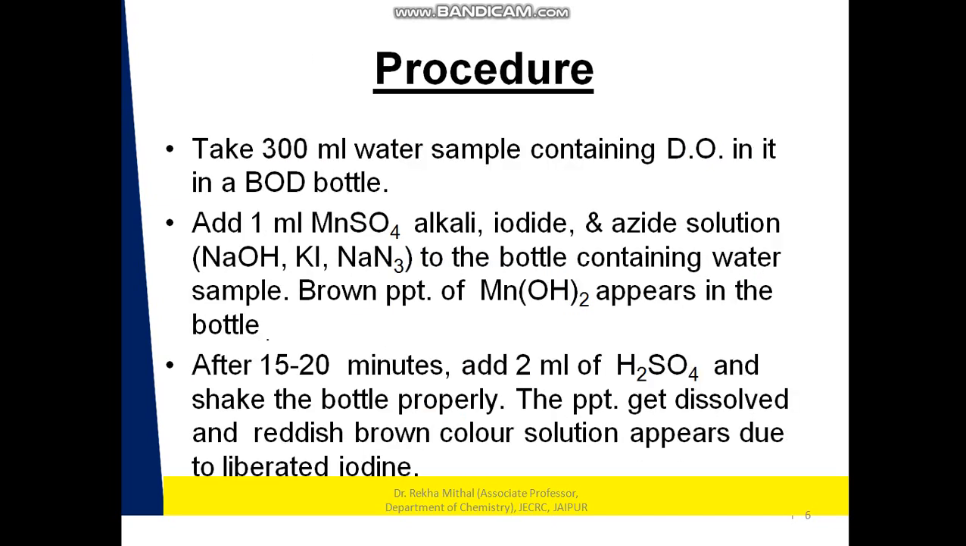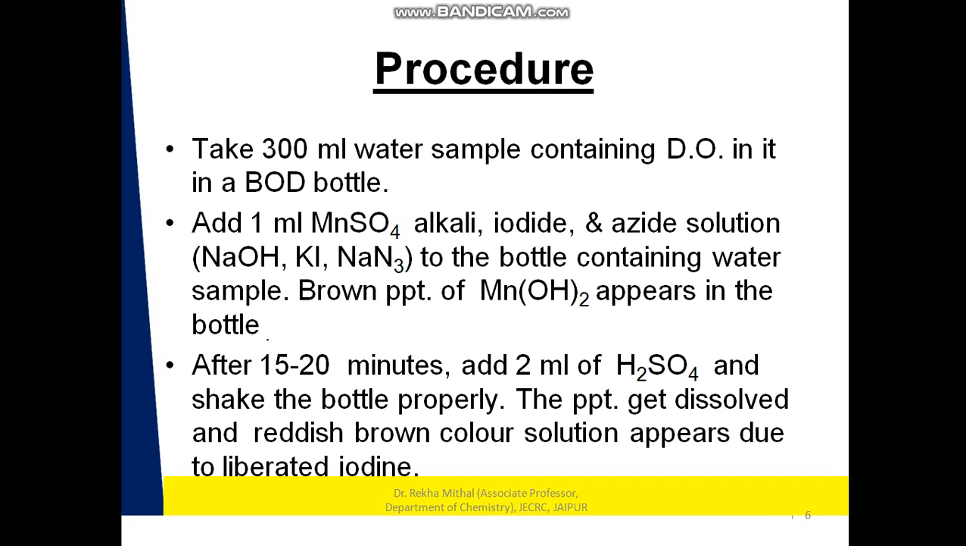Now before starting the experiment, we should know what steps we have to follow, that is, we should know about the procedure. Take 300 ml water sample containing DO in a BOD bottle. Add 1 ml of manganese sulfate, alkali iodide azide solution to the bottle containing the water sample. Then brown precipitate is formed in the bottle. After 15 to 20 minutes, add 2 ml of concentrated H2SO4 and shake well.